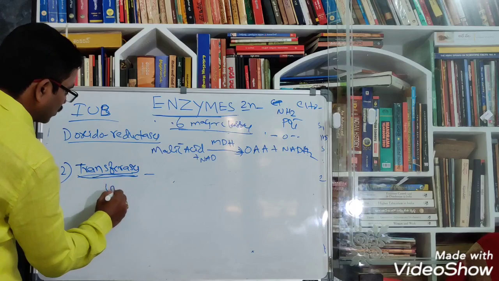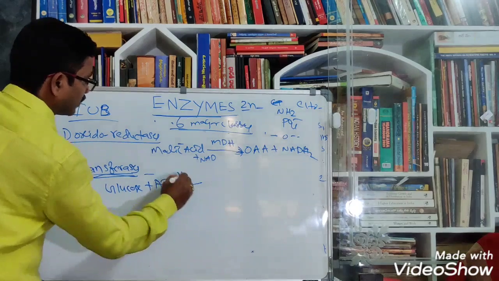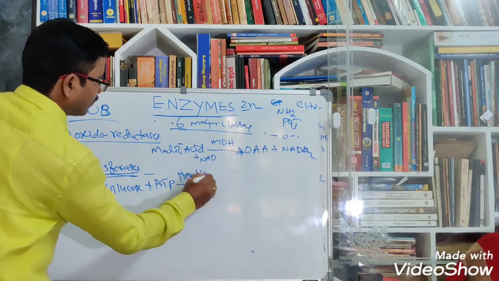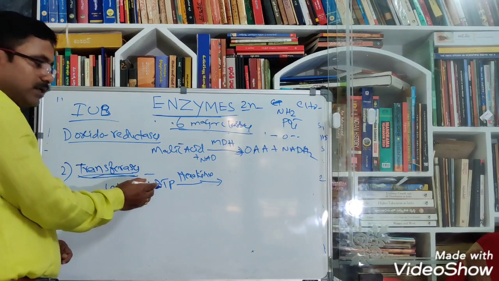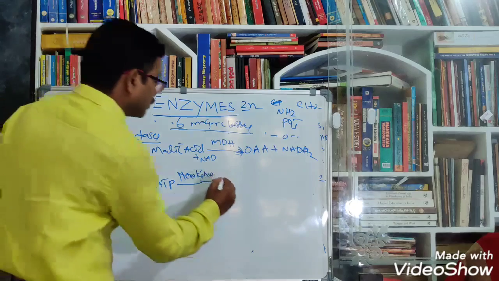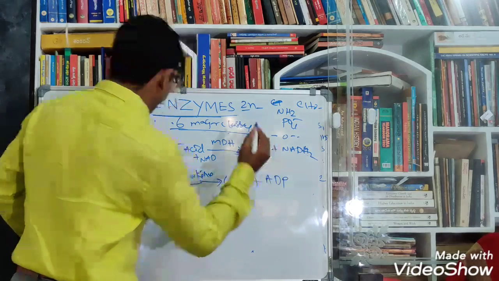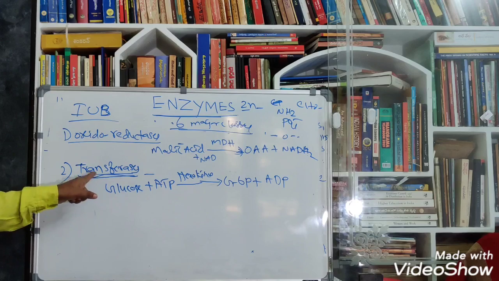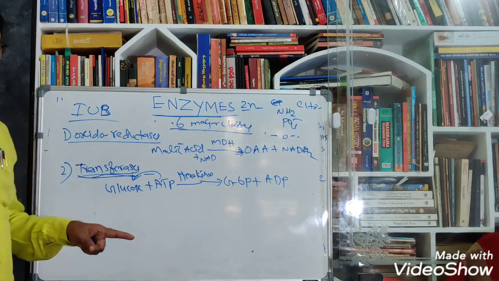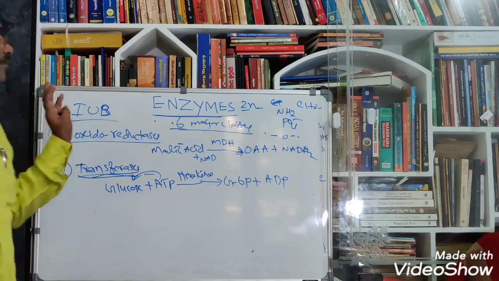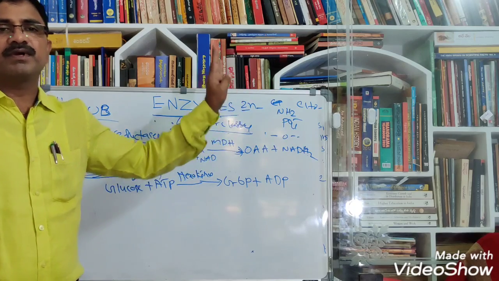An example is glucose. In the presence of hexokinase enzyme, the phosphate is removed from ATP and added to glucose. As a result, glucose converts into glucose 6-phosphate. The ATP converts into ADP. Here, hexokinase, a kind of transferase, transfers the phosphate from ATP to glucose. So transferases are a class of enzymes which transfer chemical groups, functional groups, from one substrate to another.